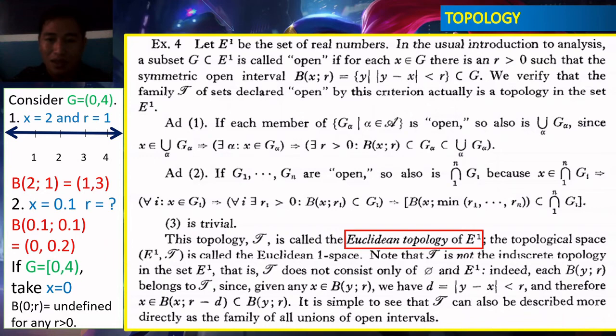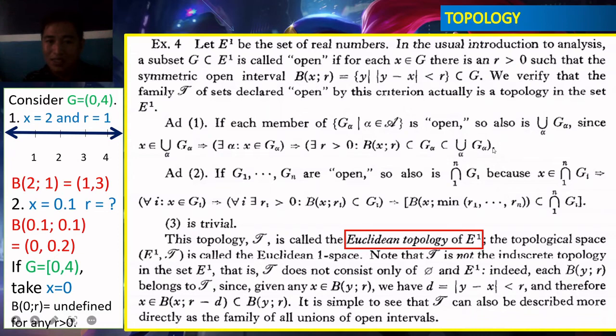X is an element of G alpha, and G alpha is open. So if G alpha is open, we apply this, right? If G is open, it implies that for each X element in G, there exists an R greater than 0 such that the open interval B of X, R is a subset of G alpha. Now, our G alpha is a subset also of the union of the G alphas.